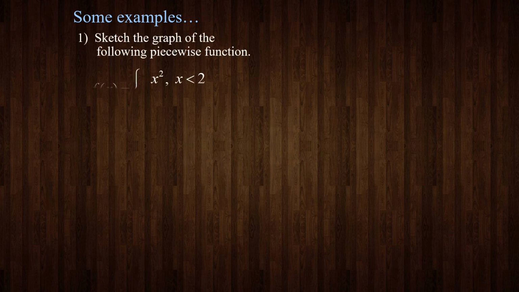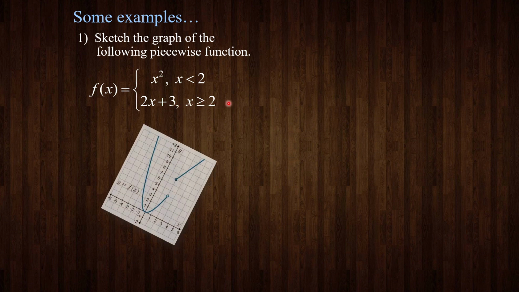All right, so let's do some more examples here. First, we'll sketch the graph of the following piecewise function. We have f at x equals x squared, and that is what we use when the x values are less than 2. And we have our other piece, which is f at x equals 2x plus 3. That's what we'll use when the x values are greater than or equal to 2. So what does this look like on a graph?